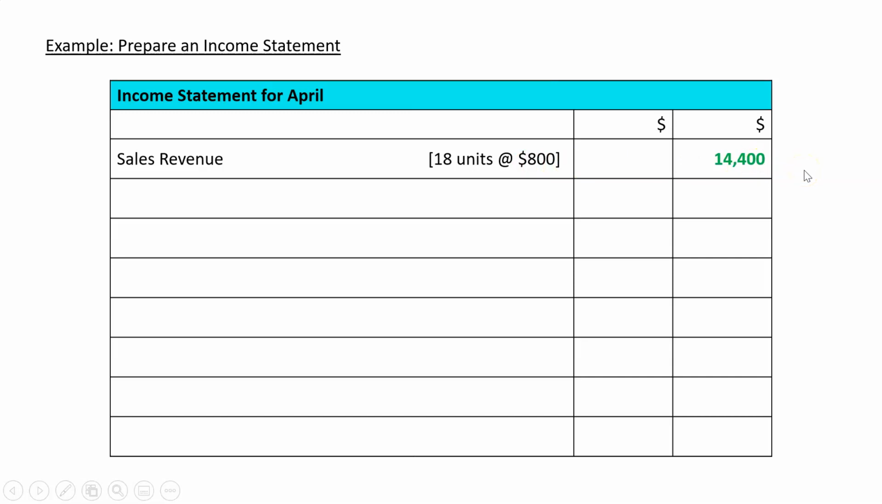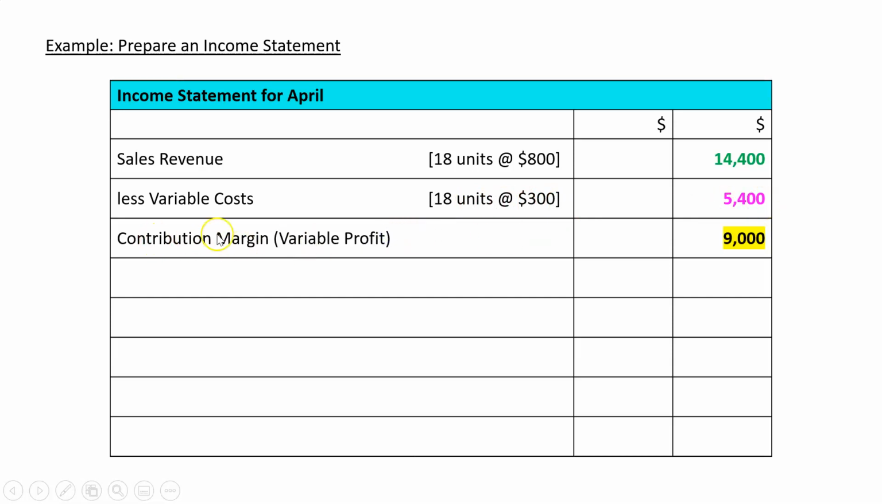What we do now is we want to get to how much profit does he make for each sale. So to do that, we're going to take away what we call our variable costs. Our variable costs were 18 units. Each unit had a variable cost of 300. 18 times 300 is 5,400. That will give us what we call our contribution margin. The textbook sometimes calls it the variable profit. We don't really use that term, but we'll just put it there just in case we see it. So the contribution margin or the variable profit is 14,400 less 5,400, that's 9,000.